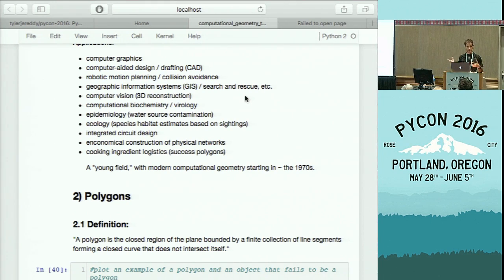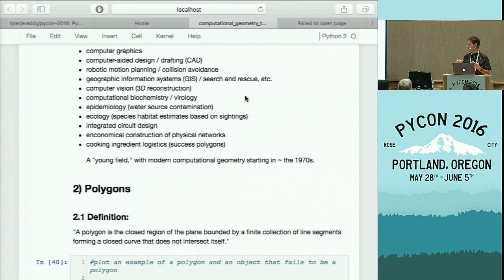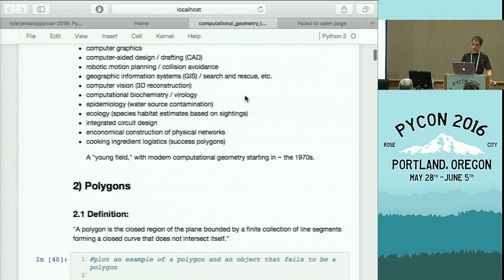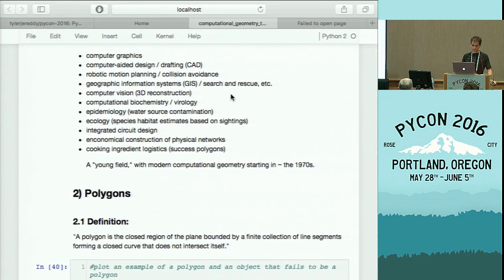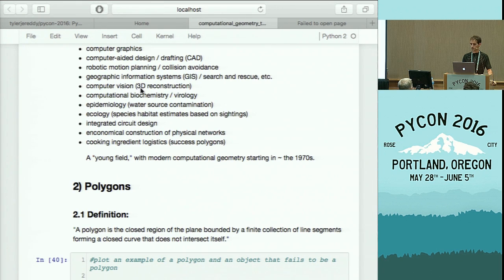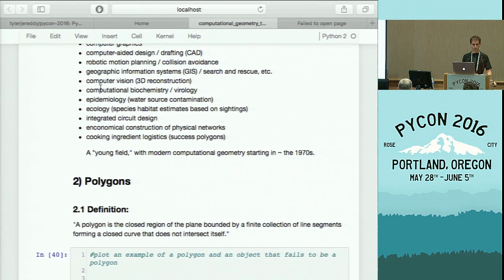We're always hearing about airplanes sadly falling out of the sky, and it can be hard to figure out exactly where they are and where the wreckage is. So I think computational geometry still has a very useful role in those sorts of things. Computer vision, so things like facial recognition, 3D reconstruction.